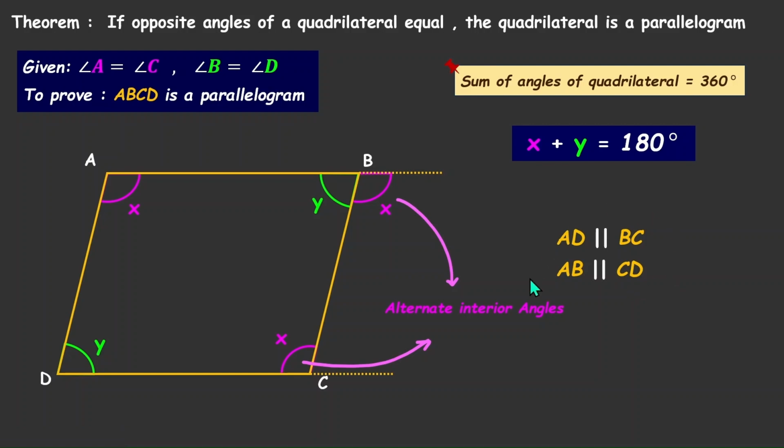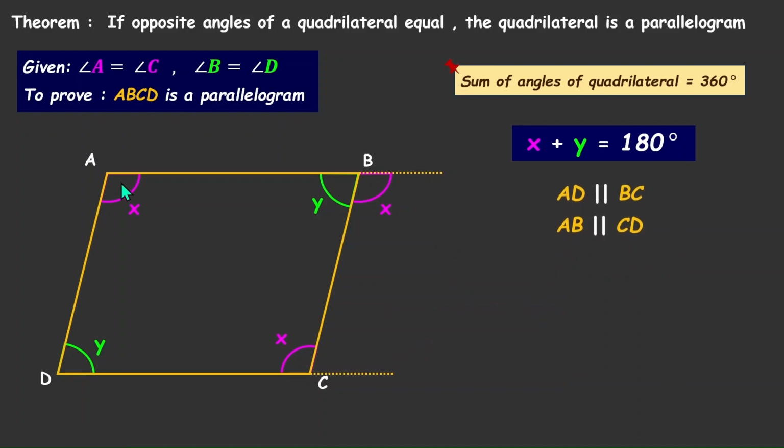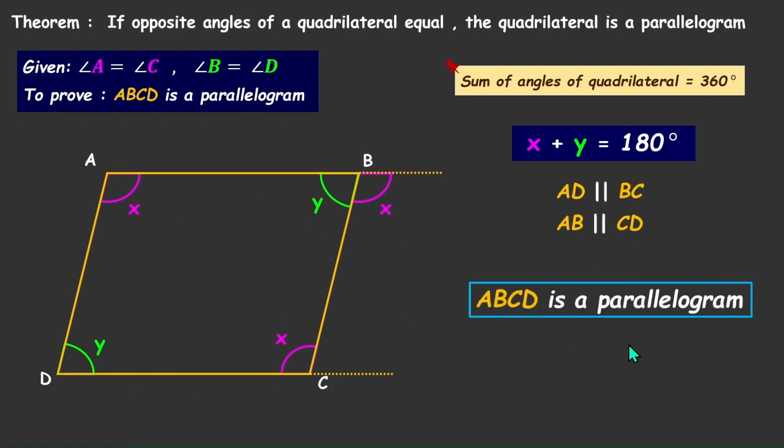So now that we have deduced both of these, we can say that AD is parallel to BC and AB is parallel to CD, which means the opposite sides of the quadrilateral are parallel to each other. And that is exactly what a parallelogram is. So from these two, we can say that ABCD is a parallelogram. And that is exactly what we had to prove. We started out with the opposite angles being equal, and from that we deduced that the quadrilateral must be a parallelogram.